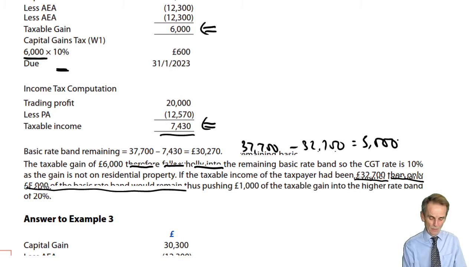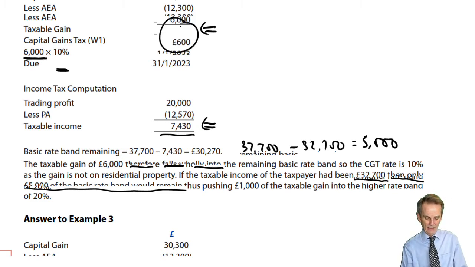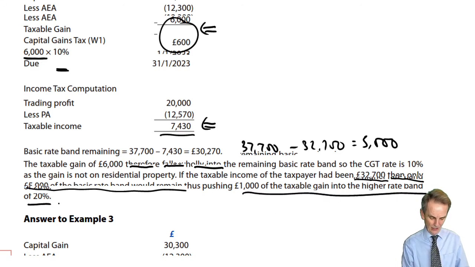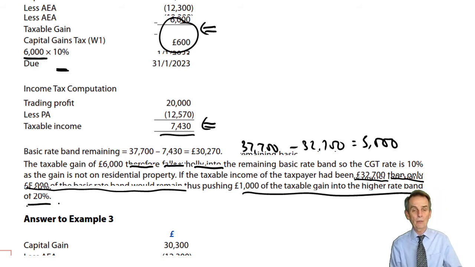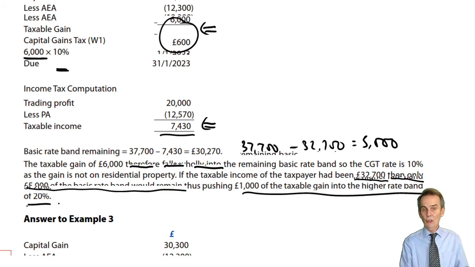And that, of course, would mean when we taxed our taxable gain of 6,000, something going wrong with the machinery here, things keep moving around. But when we calculated that gain, we'd have £5,000 of it to be taxed at the lower rate, and then, of course, that would push £1,000 of the taxable gain into the higher rate band of 20% there. But as it stood, it was all at 10%.